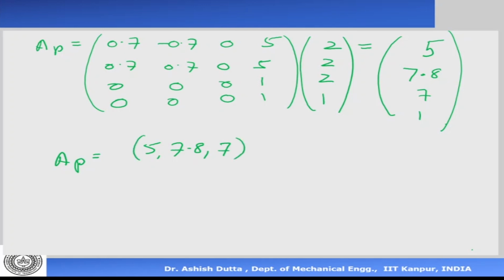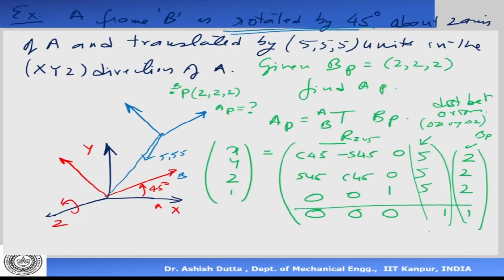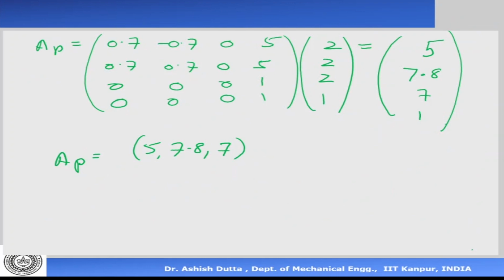Okay, so we have got the coordinates of the point P, which was expressed in frame B, in terms of frame A, which is the reference frame. Okay, so this is a very simple procedure. Once you understand the rotation and the homogeneous transformation matrices, it's very, very simple. It's just a question of putting in numbers and getting the values. Okay, so now let's look at the inverse of this.